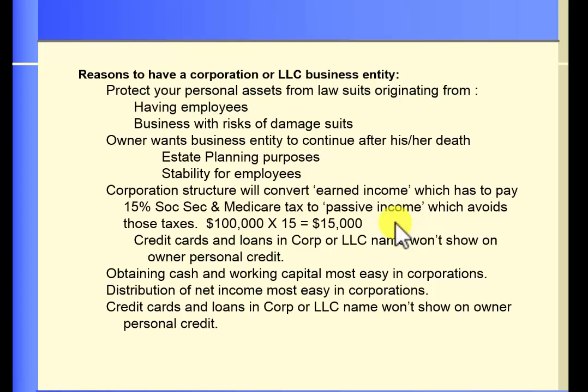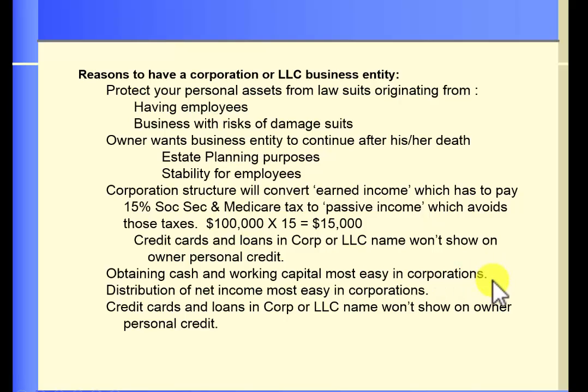And there's a lot of high production earners that set up a sub-S corporation and convert their income through the corporate structure to save that Social Security Medicare tax. Okay, credit cards and loans in the corporation or LLC name won't show on your personal credit. Obtaining cash and working capital is easiest in corporations.